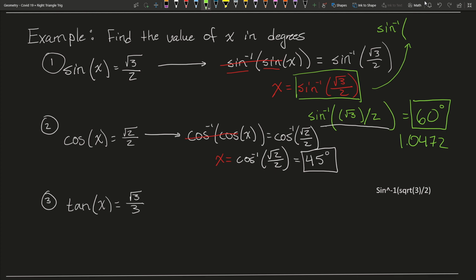Where do I go to mode? There's a bunch of letters, but none of them say mode. Some calculators won't have mode. I understand everything about this, but how do you get 45? How did you go from radical 2 over 2 and get 45? We didn't go from radical 2 over 2. We went from cosine inverse of radical 2 over 2. All right, so I need to pull up a calculator here and actually show you.